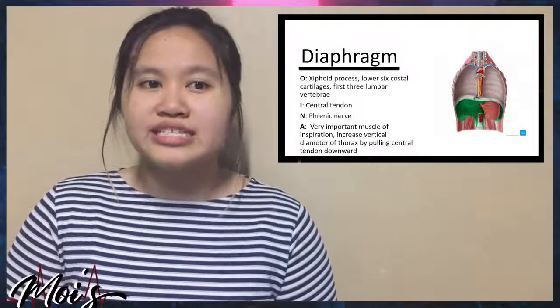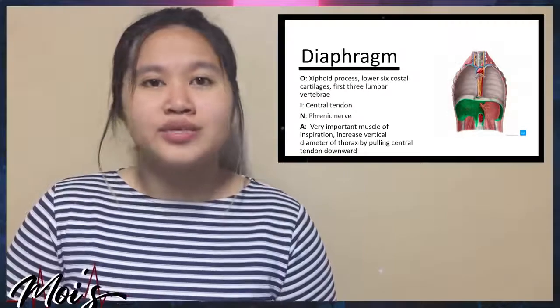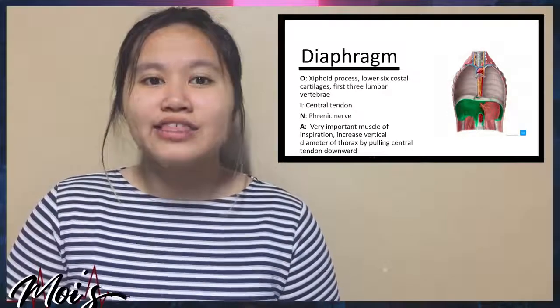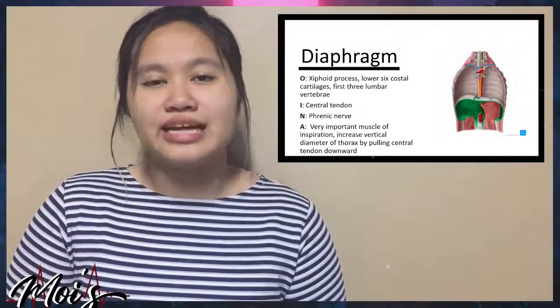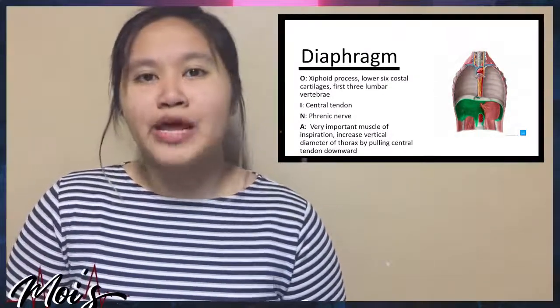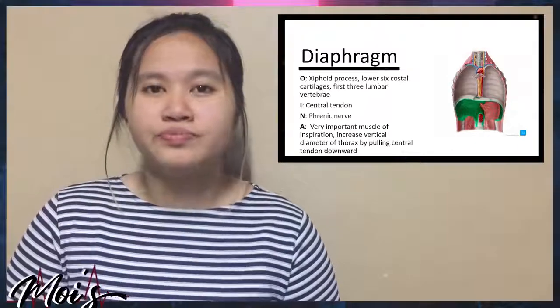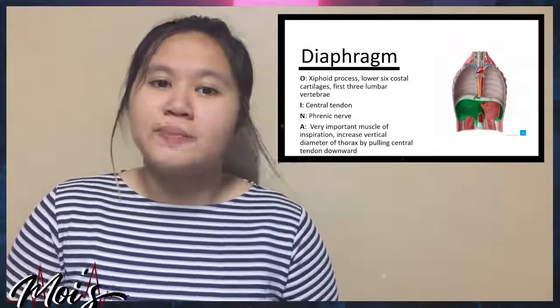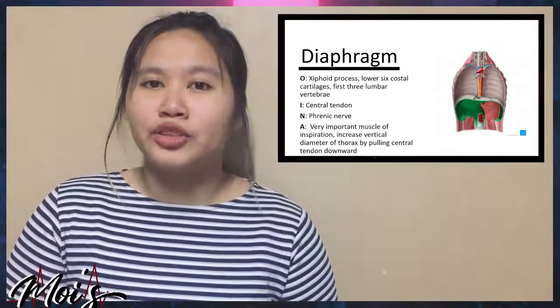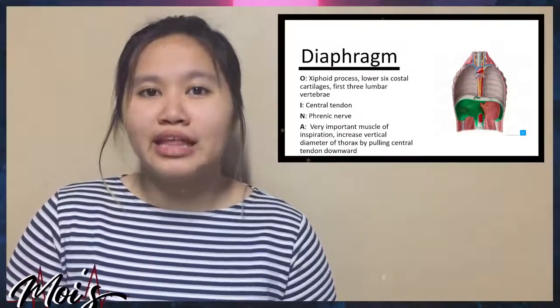It originates in the xiphoid process, lower 6 costal cartilages, and the first 3 lumbar vertebrae. It inserts in the central tendon, and the nerve supply of that is the phrenic nerve. Diaphragm is a very important muscle of inspiration because it increases the vertical diameter of the thorax by pulling the central tendon downward.